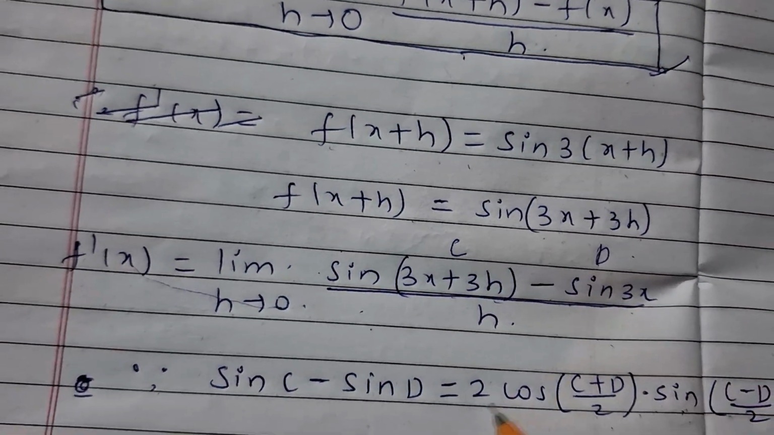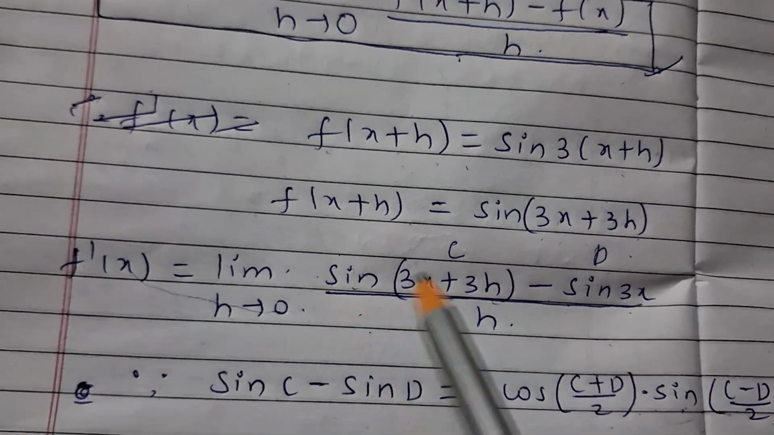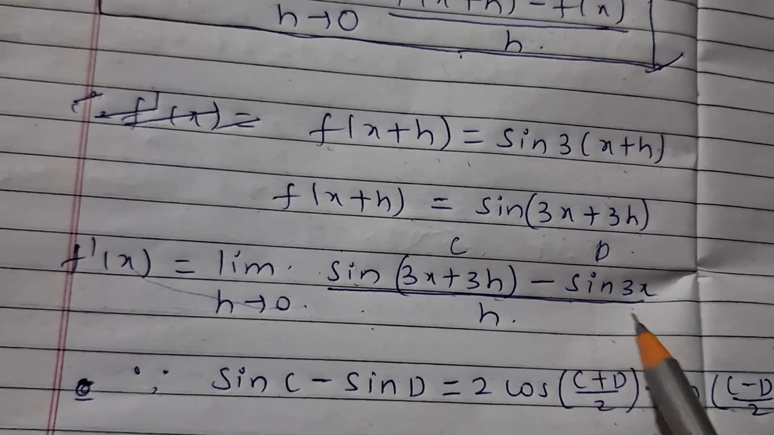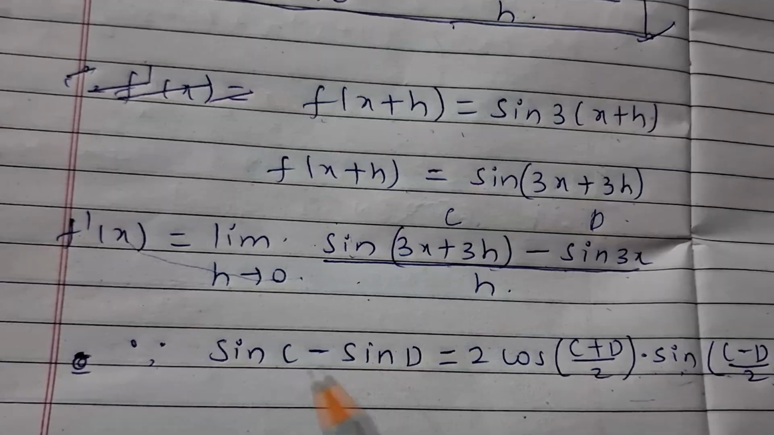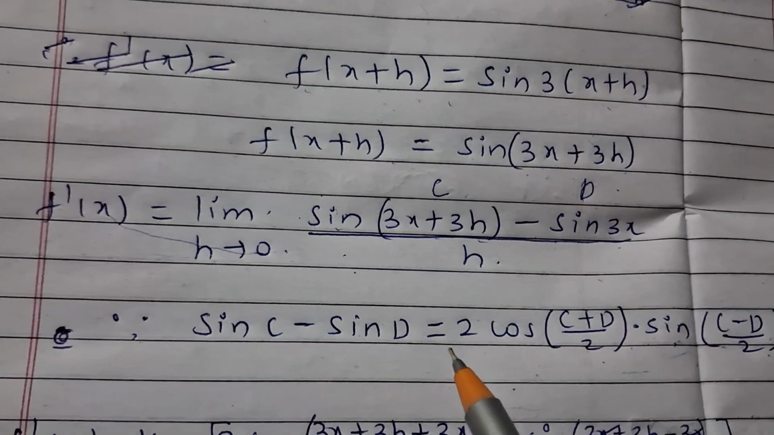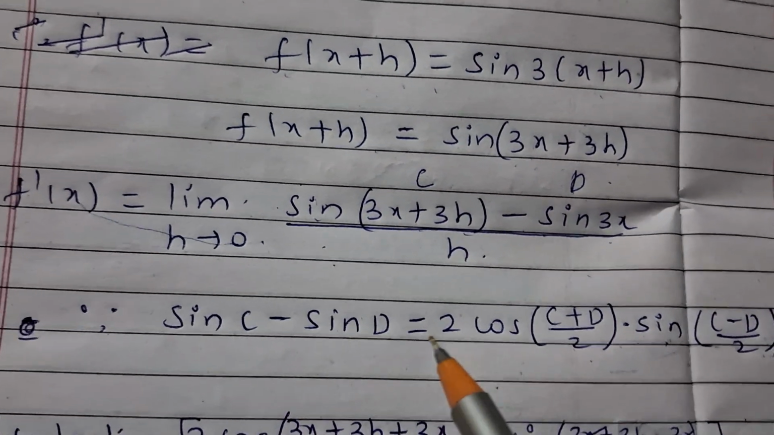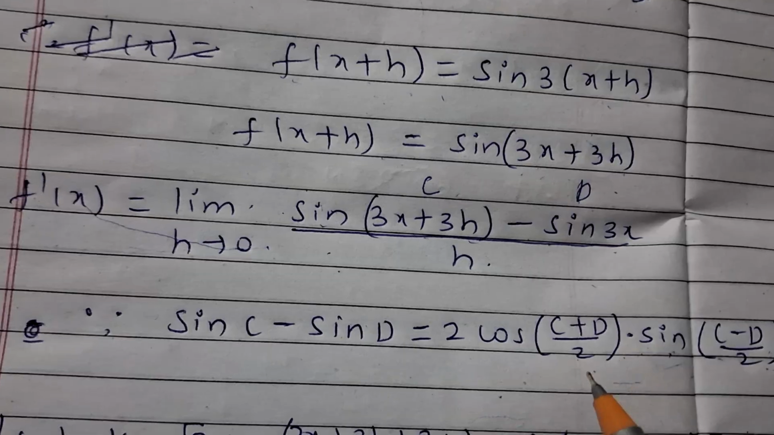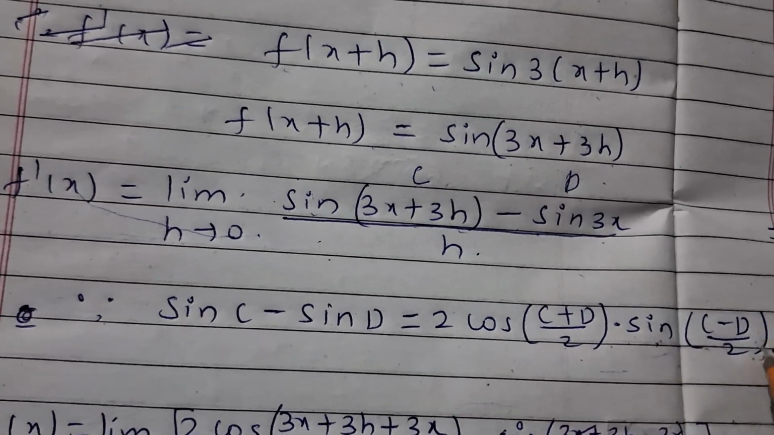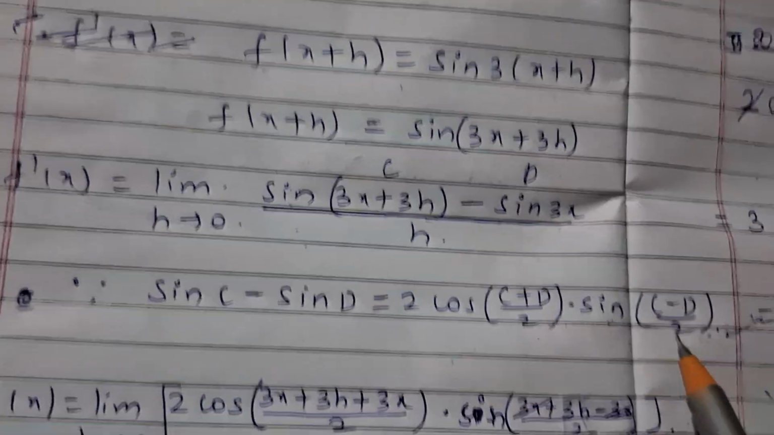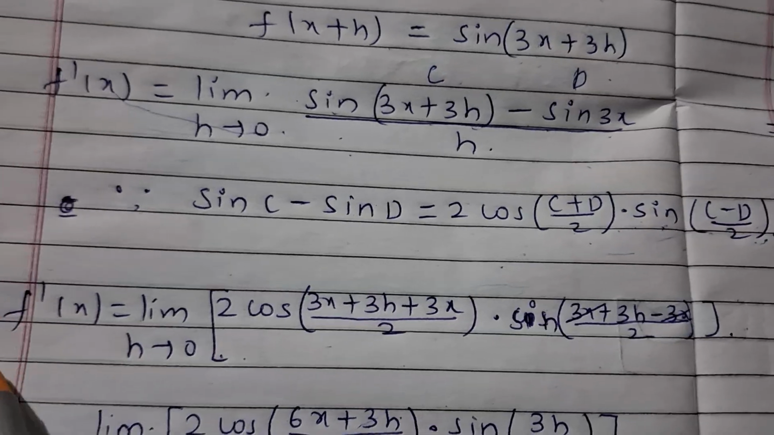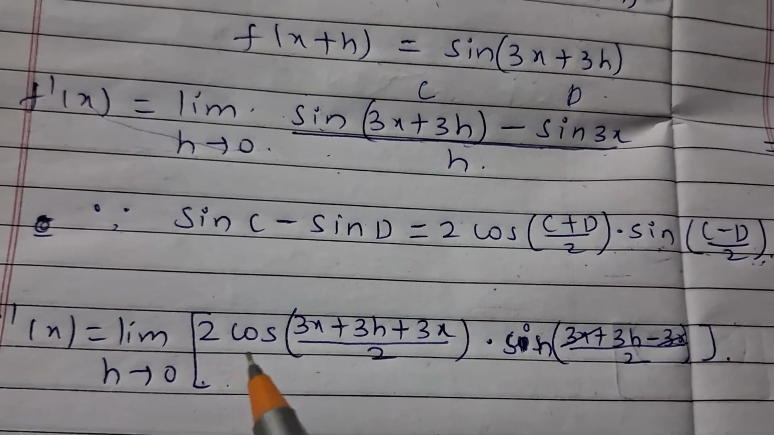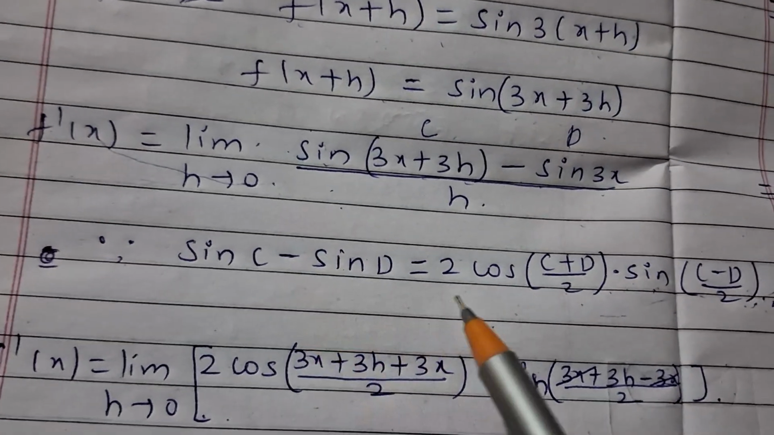Now we can apply the sin C − sin D formula. The formula is sin C − sin D = 2 cos((C+D)/2) · sin((C−D)/2). Clear? Then we apply the formula: f'(x) = limit h tends to 0.